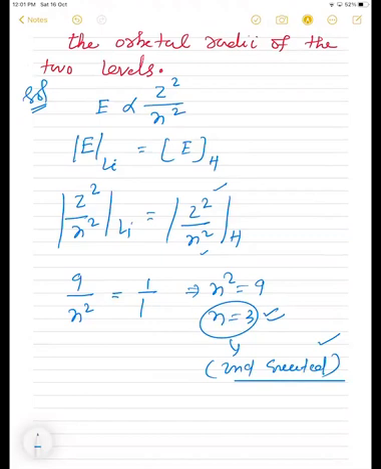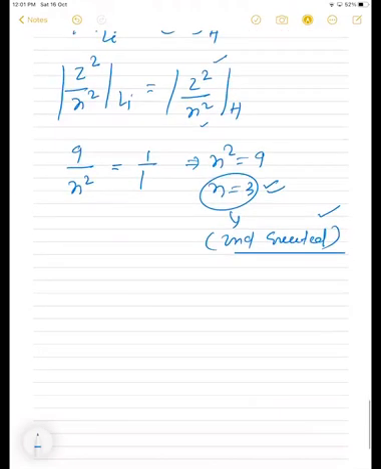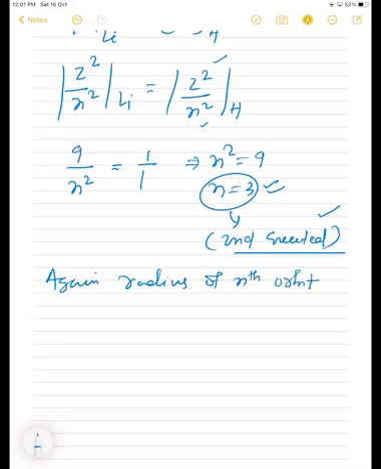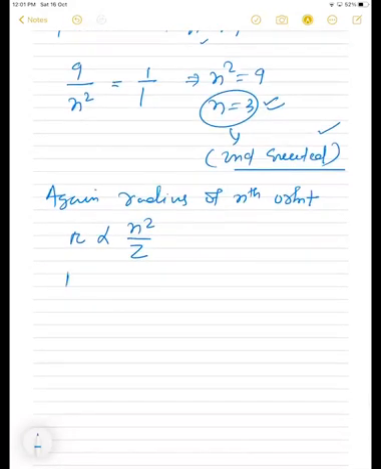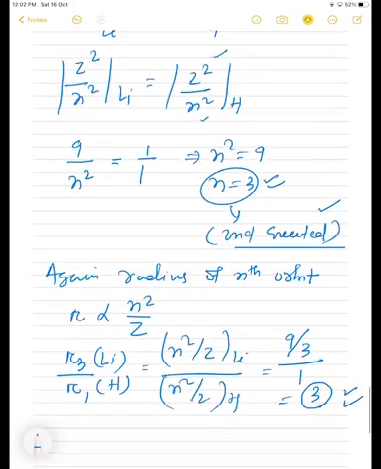He is also asking to compare the orbital radius. So what is the formula for the radius of the nth orbit? As I told you yesterday, R is proportional to n square by Z. Yes or no? R3, because it is going to the third orbit, R3 of lithium by R1 of hydrogen. So that is n square by Z of lithium over n square by Z of hydrogen: n square is 3 square, which is 9, by atomic number 3, and for hydrogen 1. So what is the ratio? 3. Understood the whole question or not?